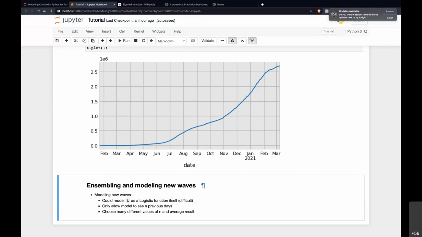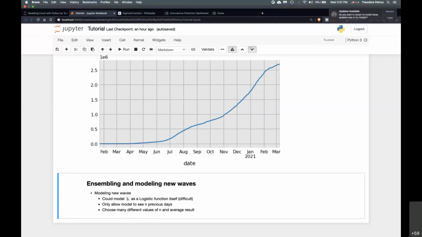The way I ensembled, which just means using multiple models, that's what ensembling means, is that I would choose many different numbers of days to look back. I'd say, all right, I only look back 30 days, then 50 days, 70 days, 100 days. I would do all of those combinations and bring all of those estimates together for a final prediction. There are certainly different ways you could go about doing this, but I found that to be pretty simple, and it worked decently well.